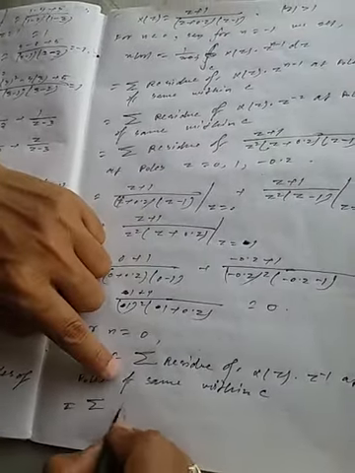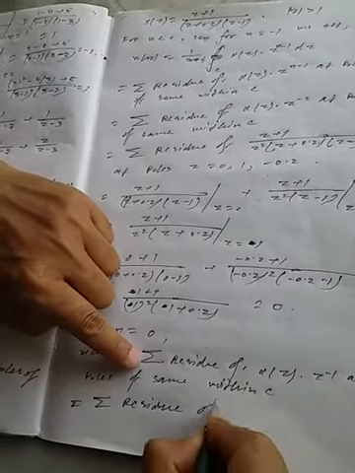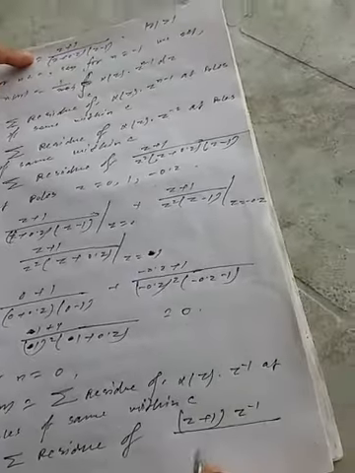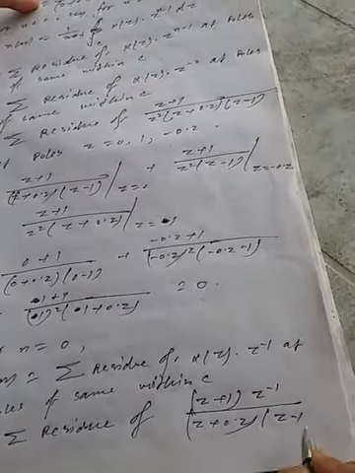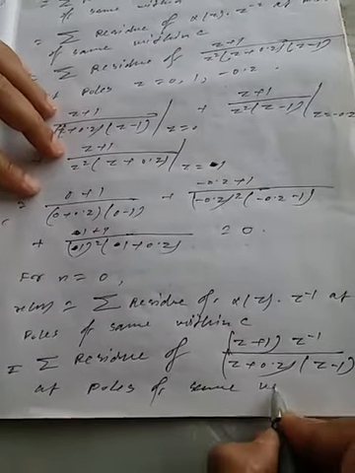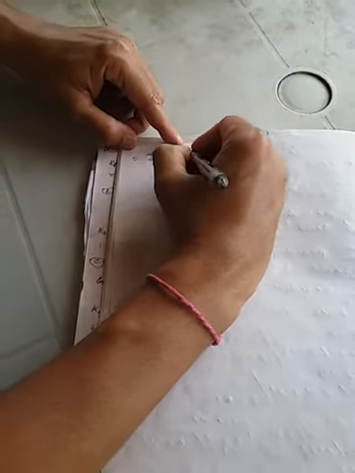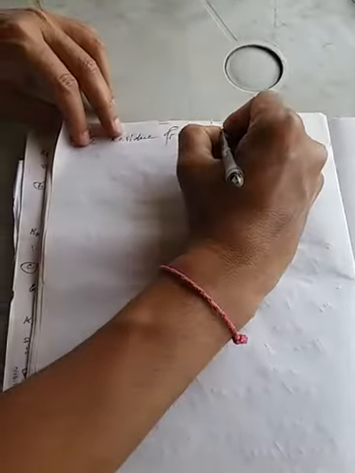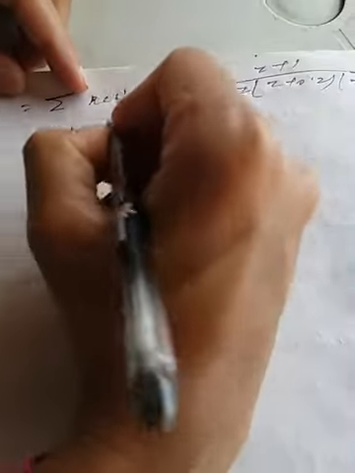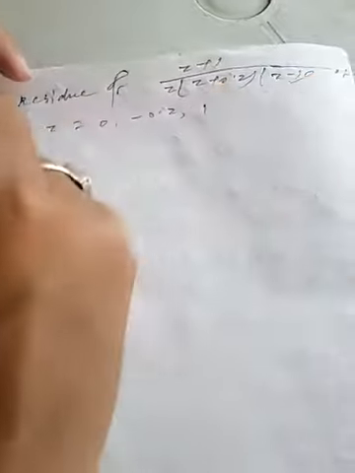So sum of residue of this, (z plus 1) by z into (z plus 0.2) into (z minus 1), at poles of same within C. So this will be equal to sum of residue of this portion, which will be equal to (z plus 1) by z into (z plus 0.2) into (z minus 1), at poles z equal to 0, minus 0.2 and 1.